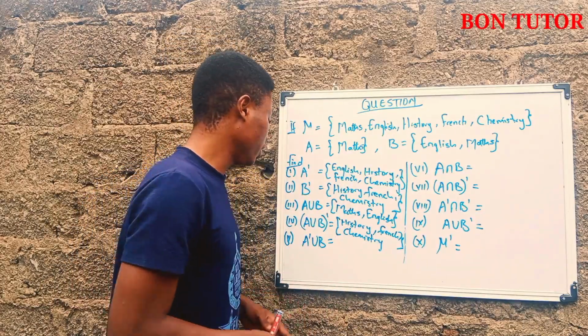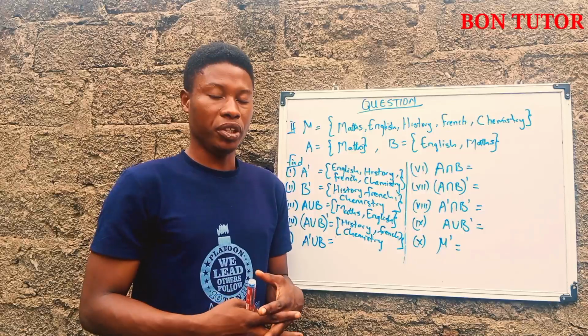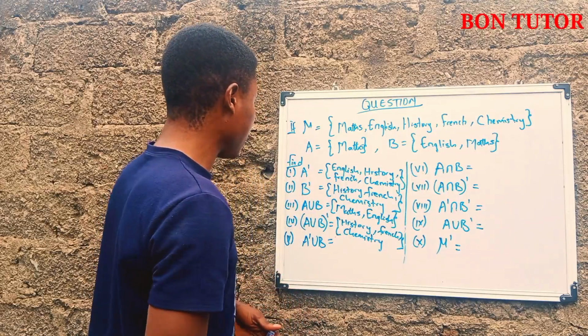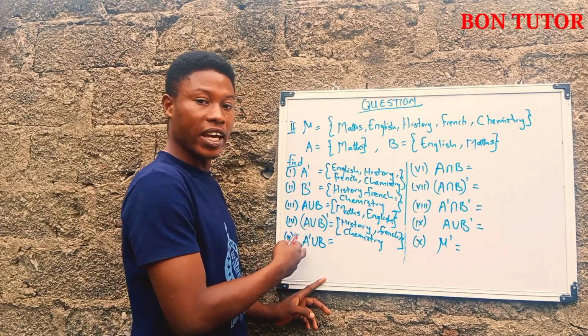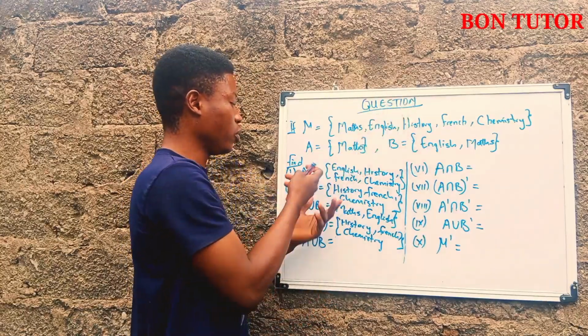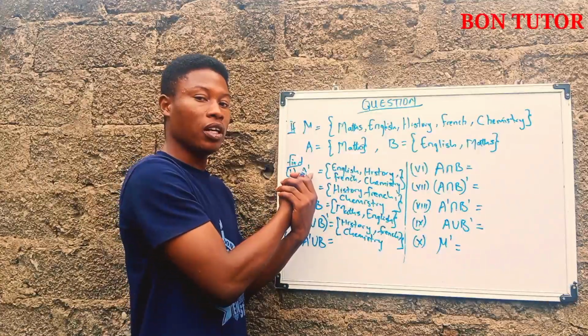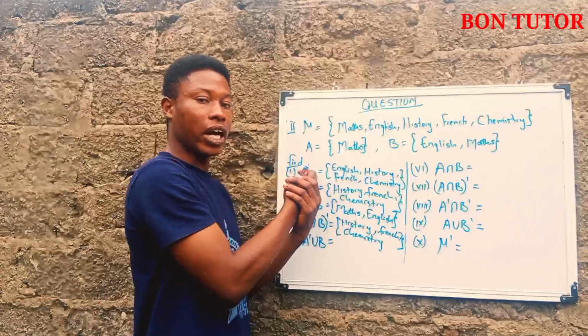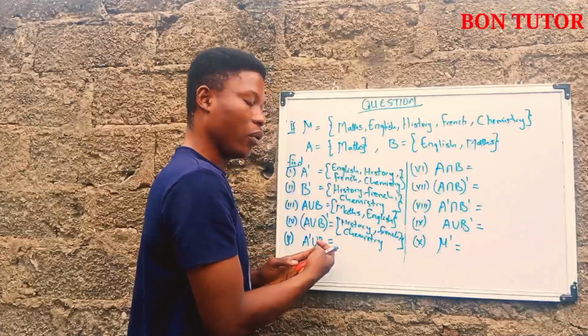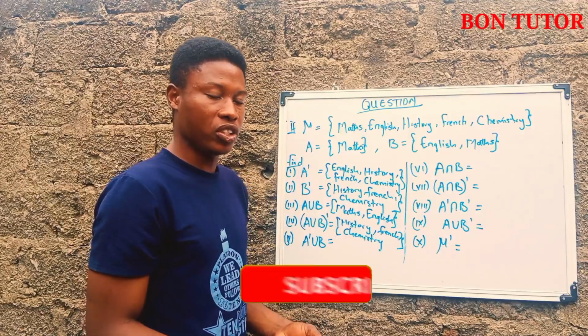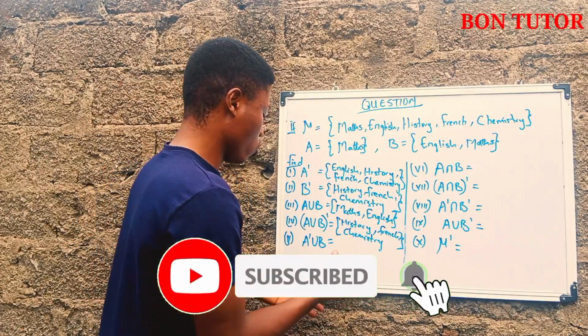So the next one is A prime union B. A prime union B is telling us that we should find what we cannot find in A, but is in the universal set, which is the A prime that we've gotten at the top here. So you are now joining it with what you have in B without any repetition, that is, you are adding them together.